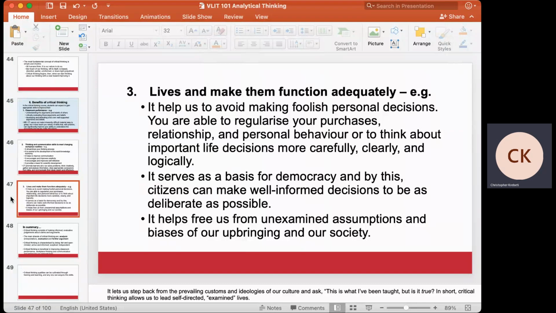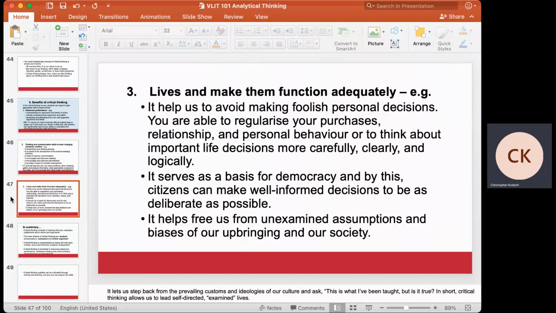As for us, our businesses, we don't allow these tribes to work in our company. You need to examine those assumptions. So critical thinking helps free us from these unexamined assumptions and biases of our upbringing and our society. There are merits to it.